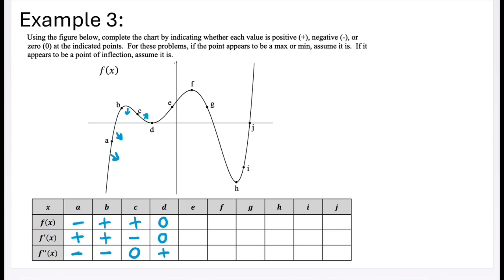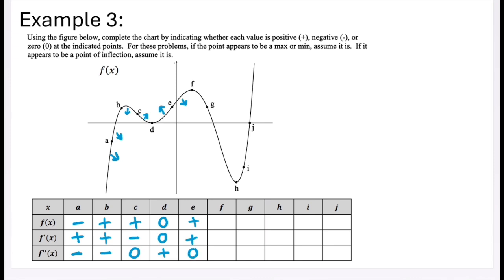Now E. E is on a positive piece of f of x. It's on an increasing piece of f of x. And then it looks like it's concave up before and concave down after. So I would actually call E a point of inflection, which means the second derivative would be 0 there.